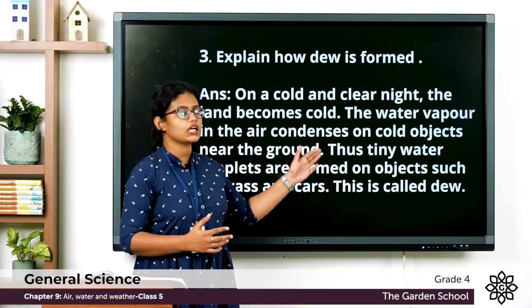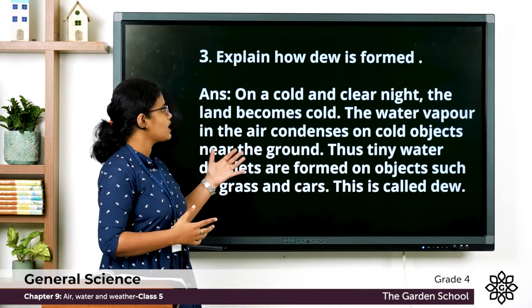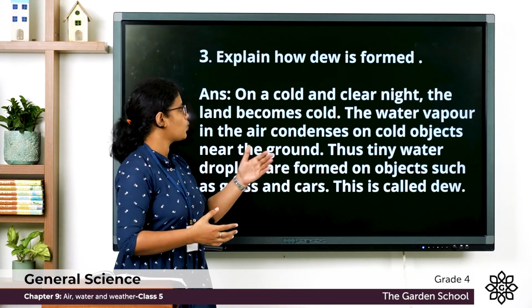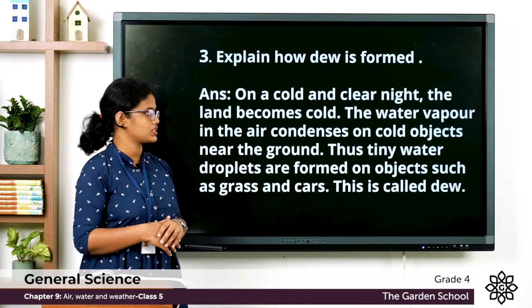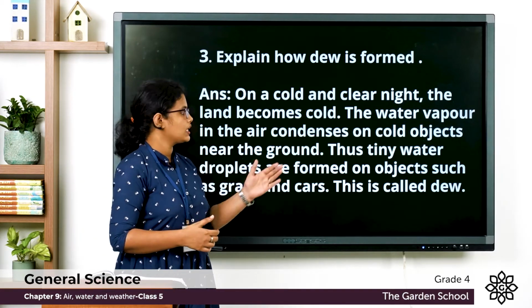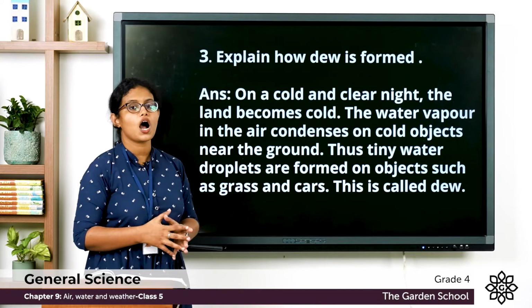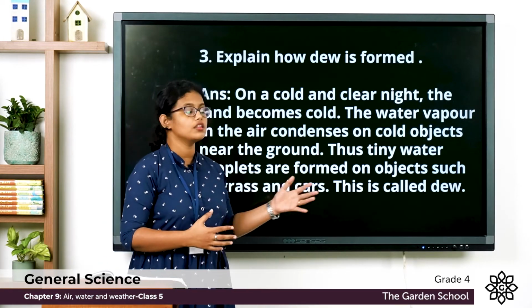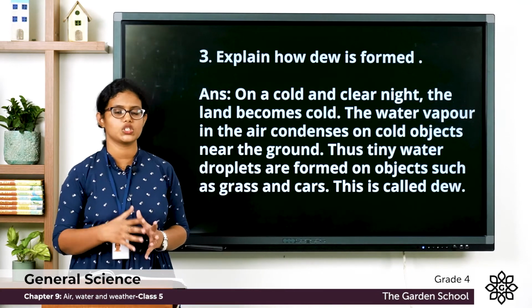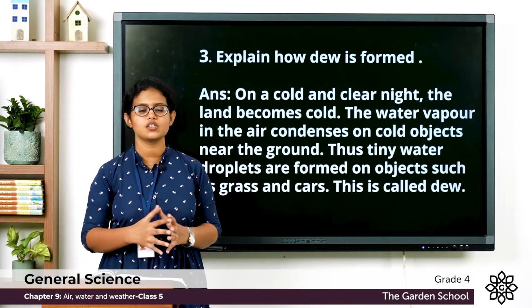On a cold and clear night, the land becomes cold. The water vapor in the air condenses on cold objects near the ground. Thus, tiny water droplets are formed on objects such as grass and cars. This is called dew. So, this is how dew is formed.